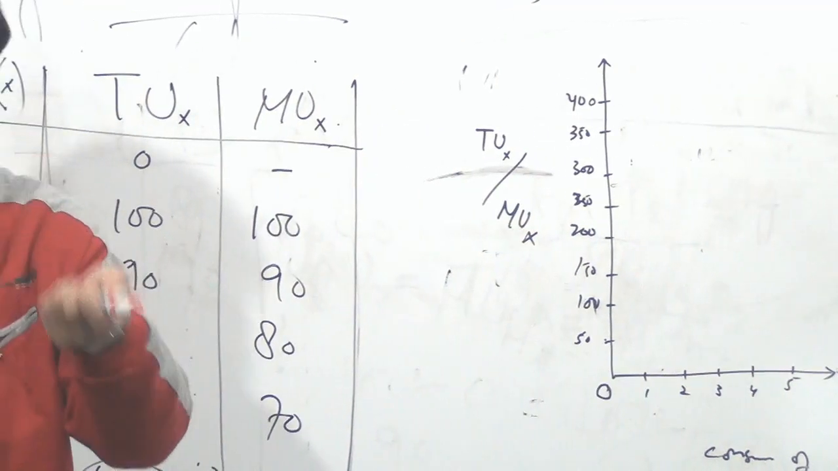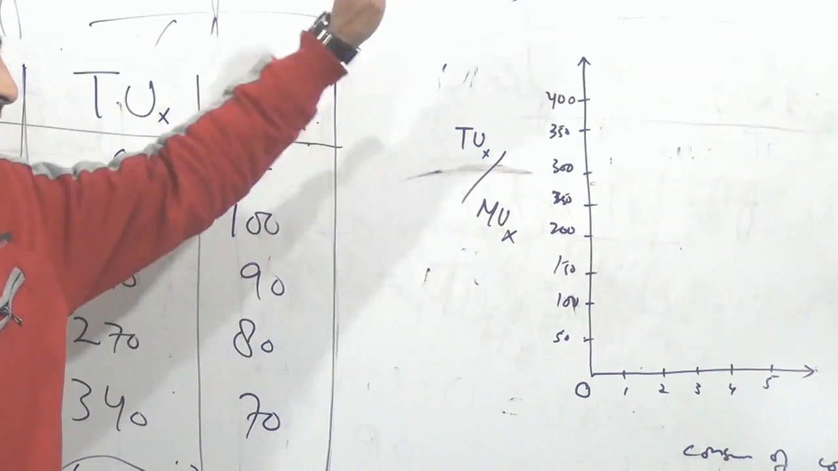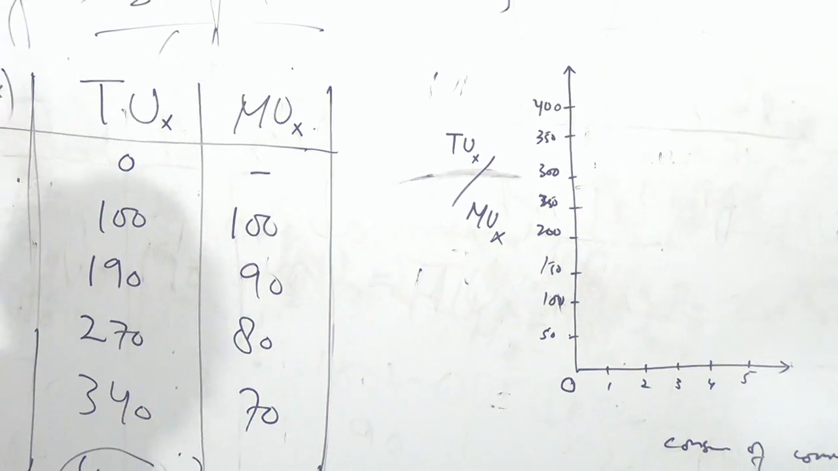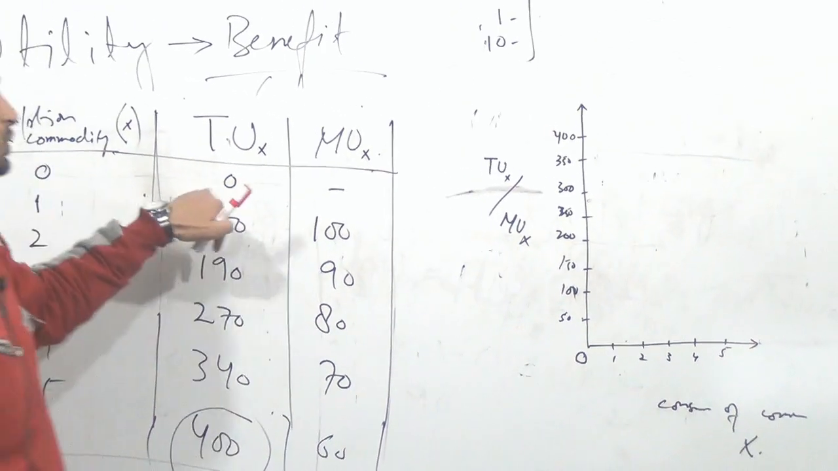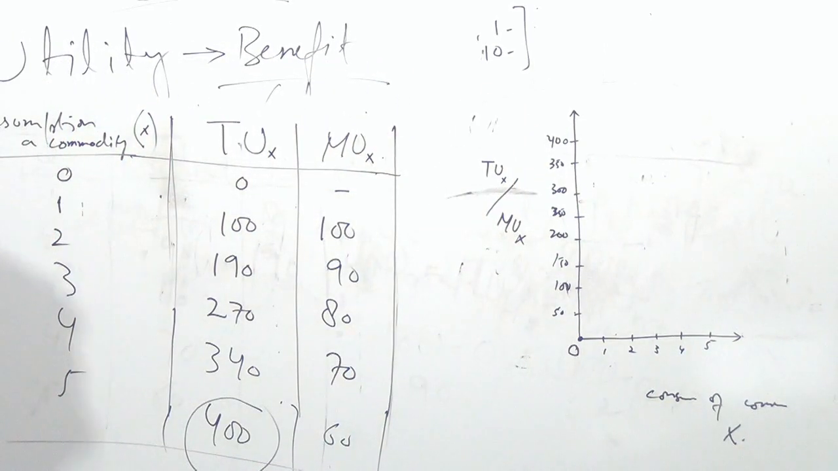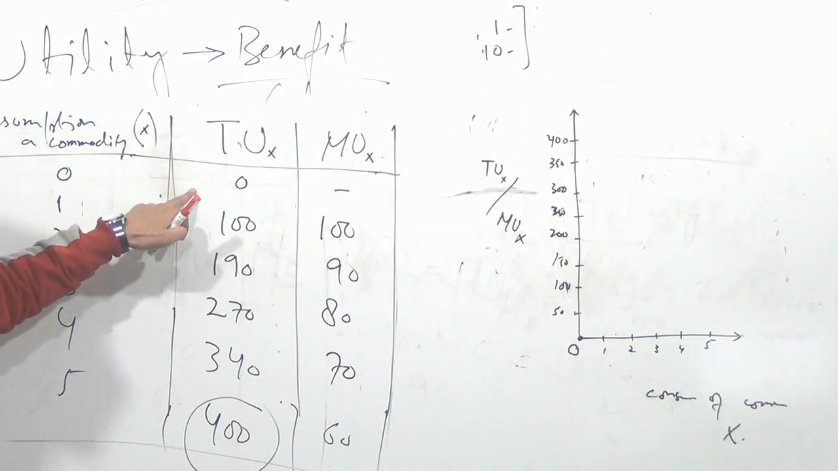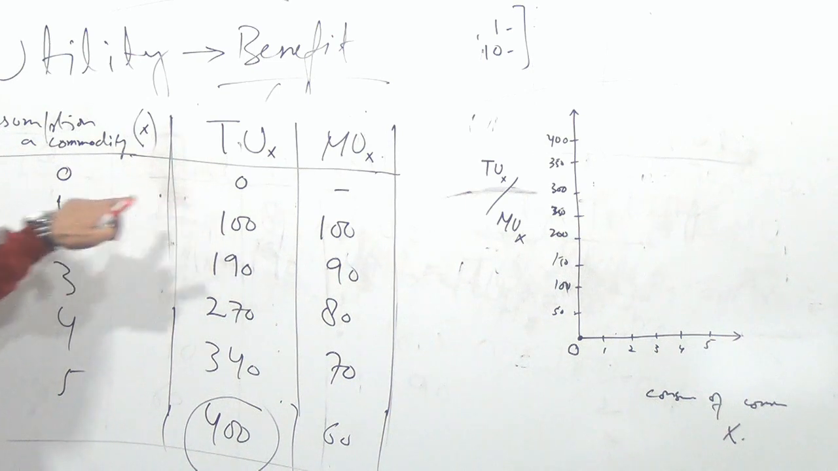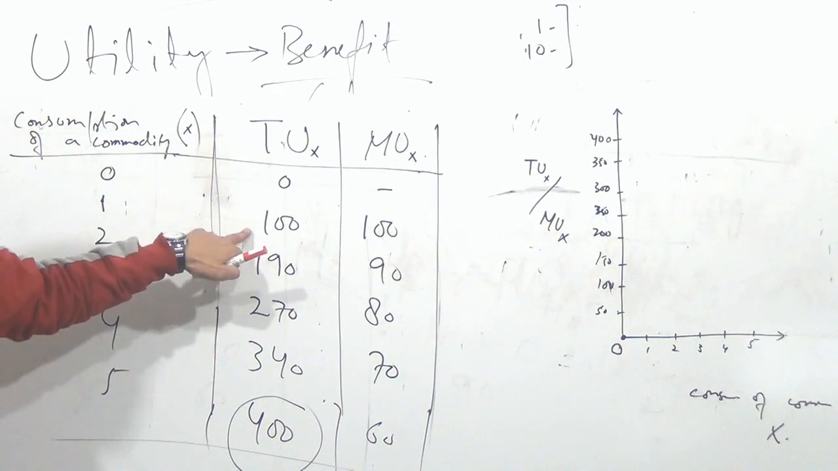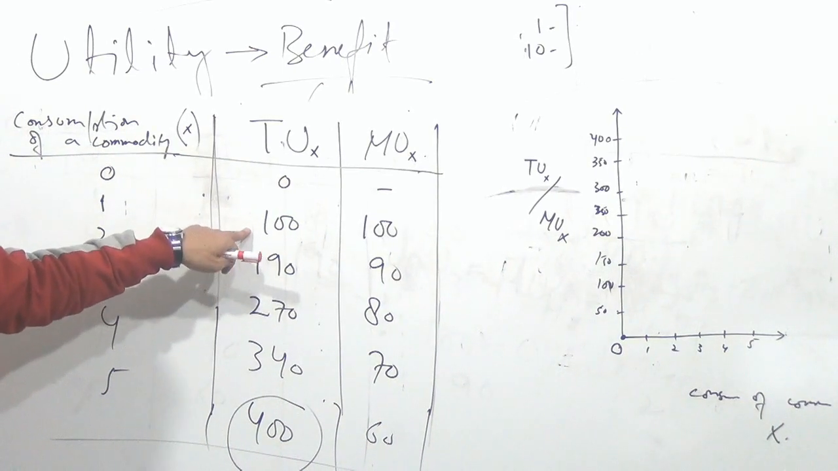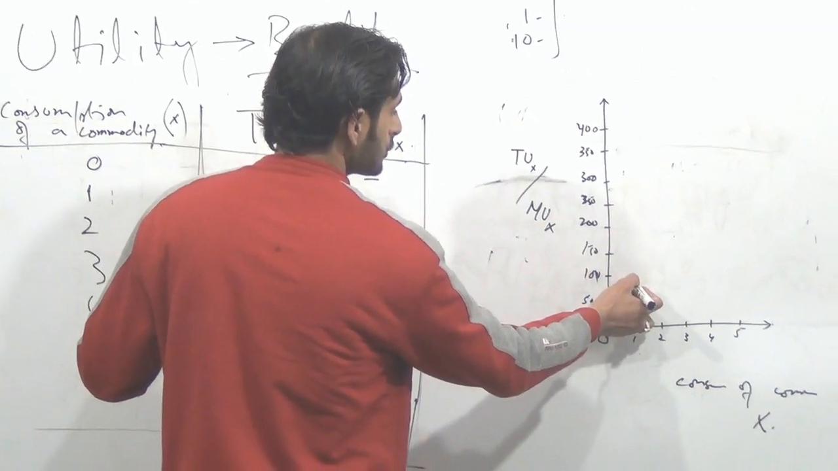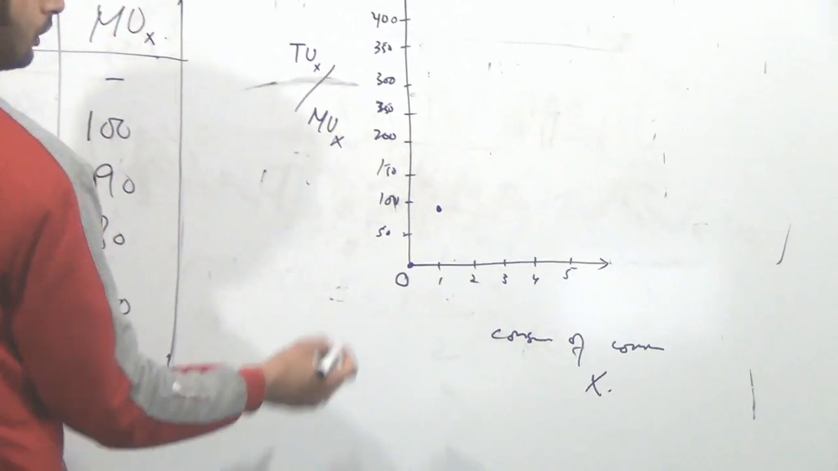I am using the word curve now. The total utility curve and the marginal utility curve look alike. So what is the first unit? That is 0, 0 and 0. So I am getting a point here. What I am going to draw first is the total utility curve. The first unit imparts 100 utils of utility in the total aspect. So the first relates to 100. I am going to join the two.